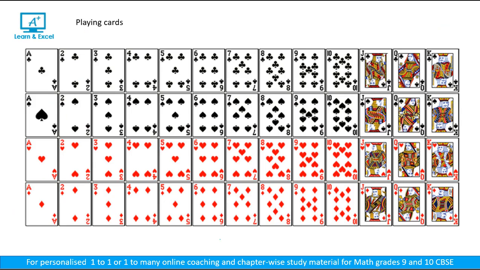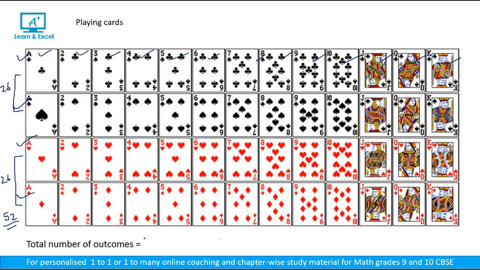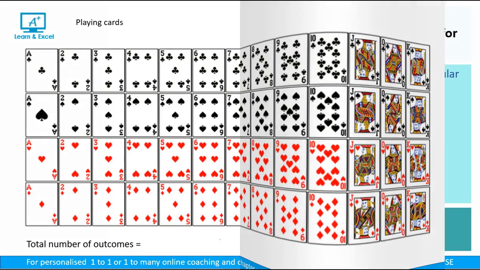Let us now quickly recap whatever we have learned. We have 4 suites: the club, the spade, the heart and the diamond. For each suite, the cards are from ace, 2, 3, 4, 5, 6, 7, 8, 9, 10, jack, queen and king. So then we have 26 black cards and we have 26 red cards. So we have total 52 cards. So the total number of outcomes will be 52.